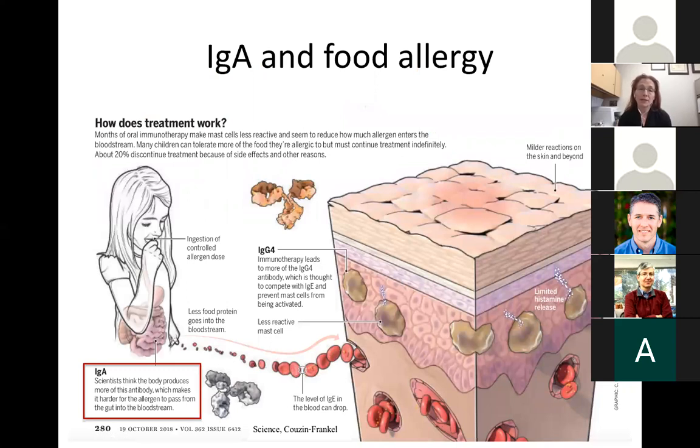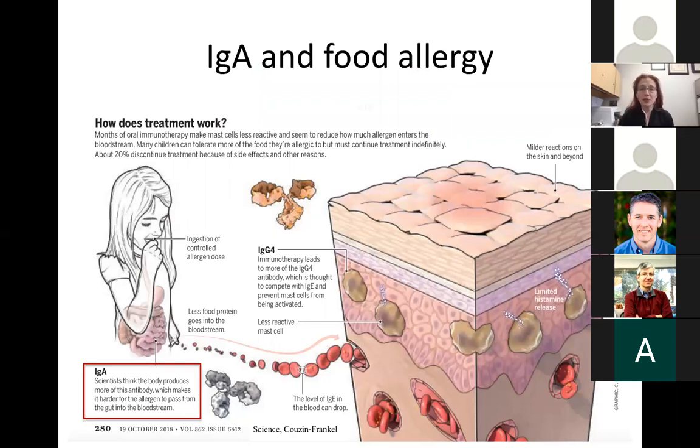discussing, because this is the main focus of my lab, is understanding that DC, T-cell, B-cell interaction that generates different types of antibodies, good antibodies, bad antibodies, however you want to call them, protective, pathogenic. So in food allergy, one of the antibodies that's thought to be potentially protective is IgA.